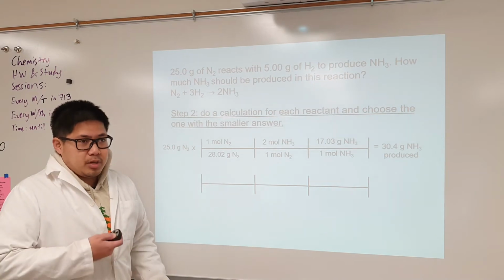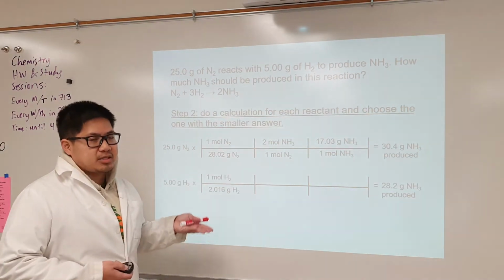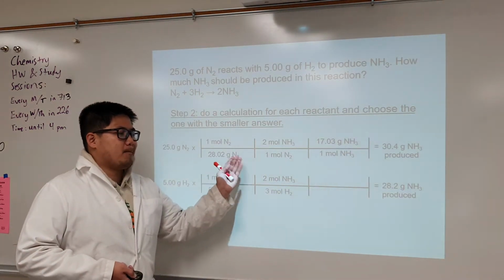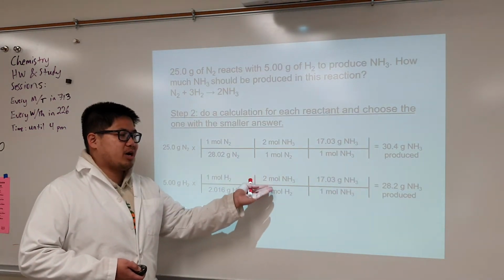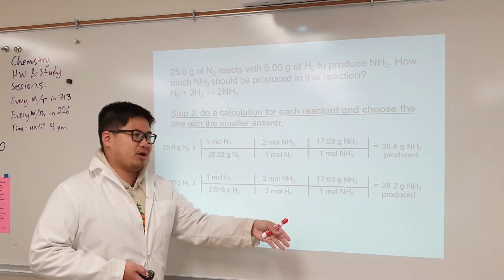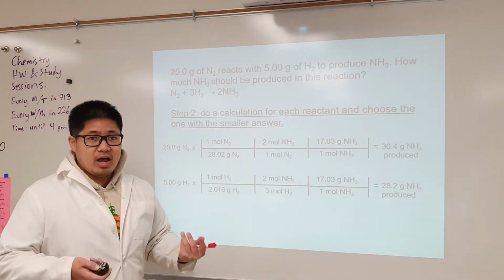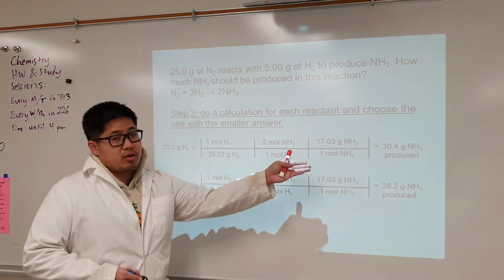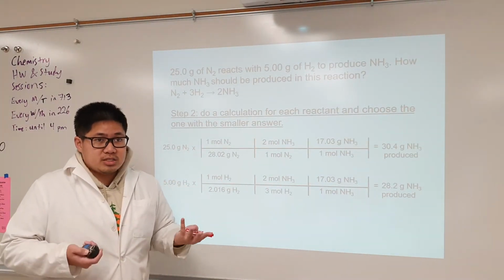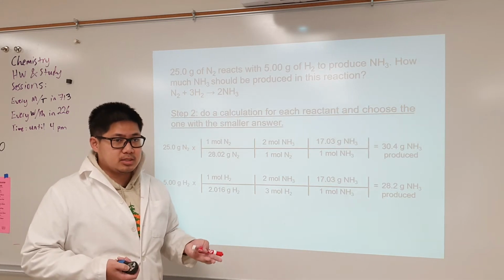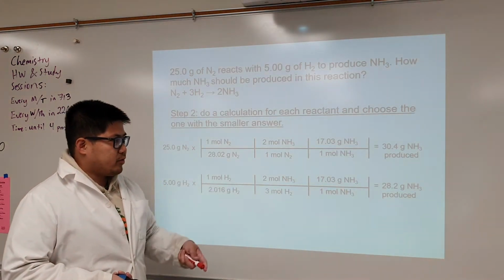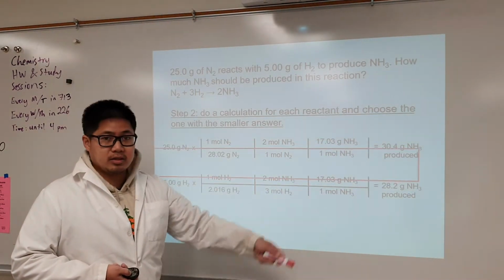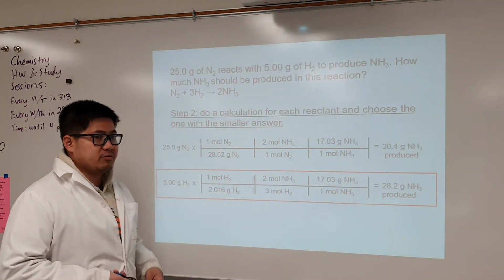Well, what about the other one? It's the same process. Grams of reactant to moles of reactant, moles of reactant to moles of product. I end with moles of product, cancel that out, and I get grams of product. And now I have a value for grams of ammonia. So what am I going to do with this? I'm going to compare these 2 values and ask, which one produces the least? Which one's greater, 30.4 or 28.2? The smallest value is that one right over there. It's 28.2 grams of ammonia.